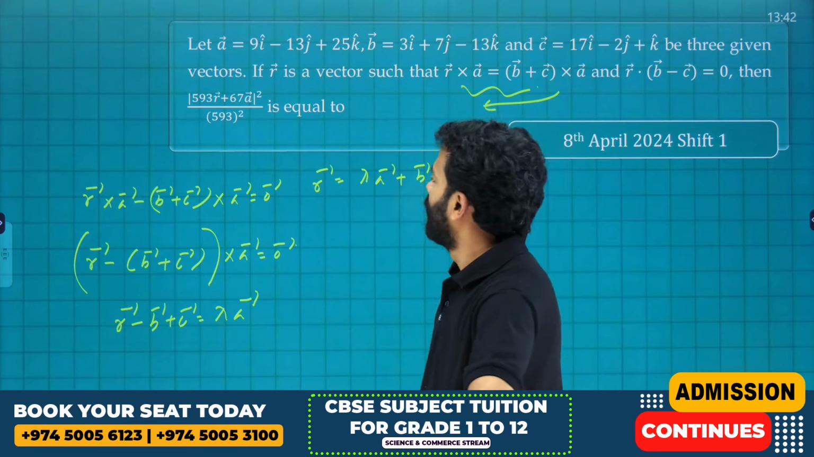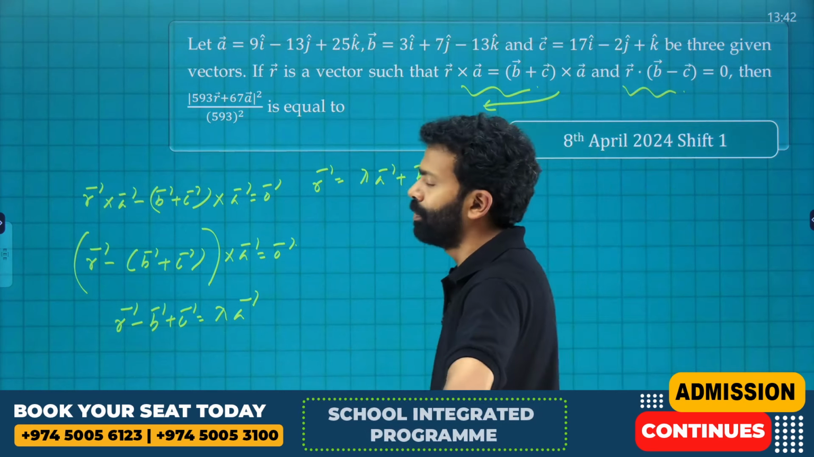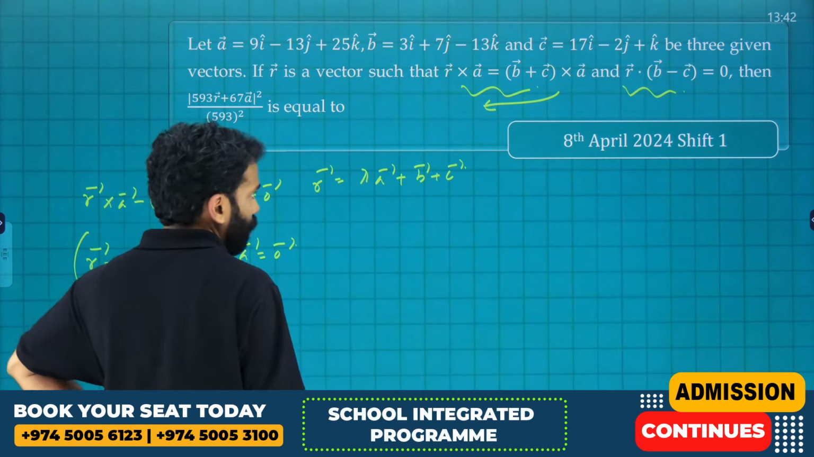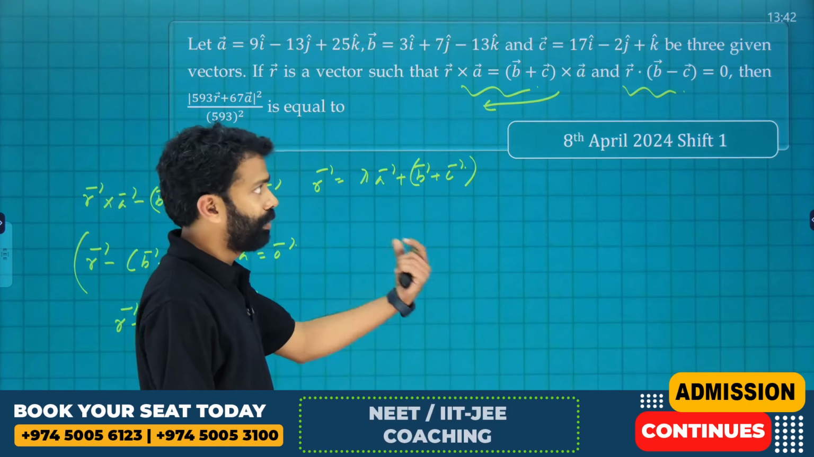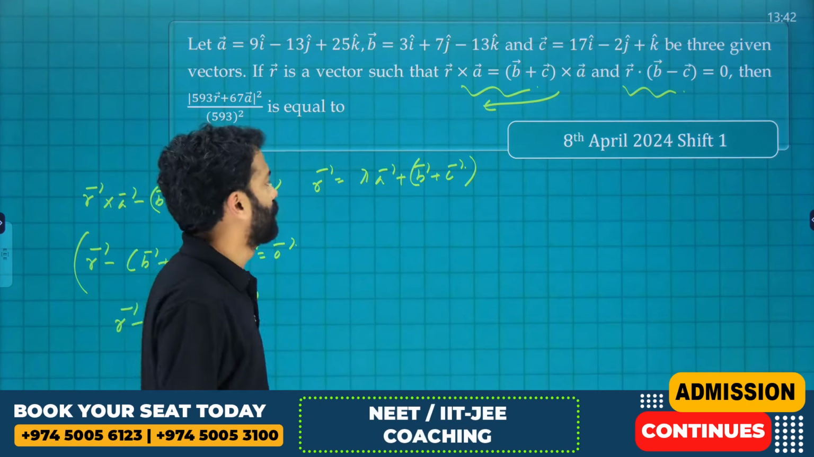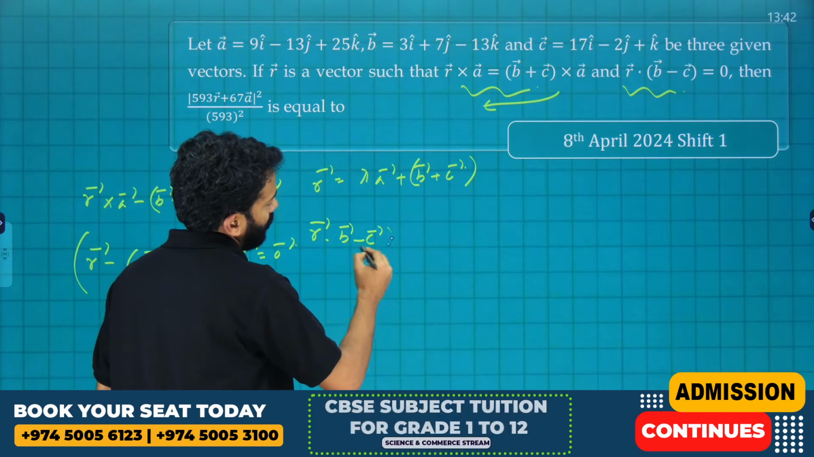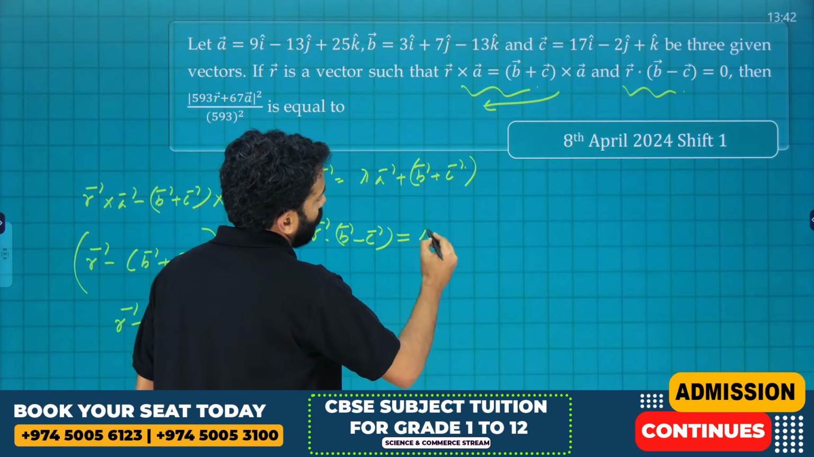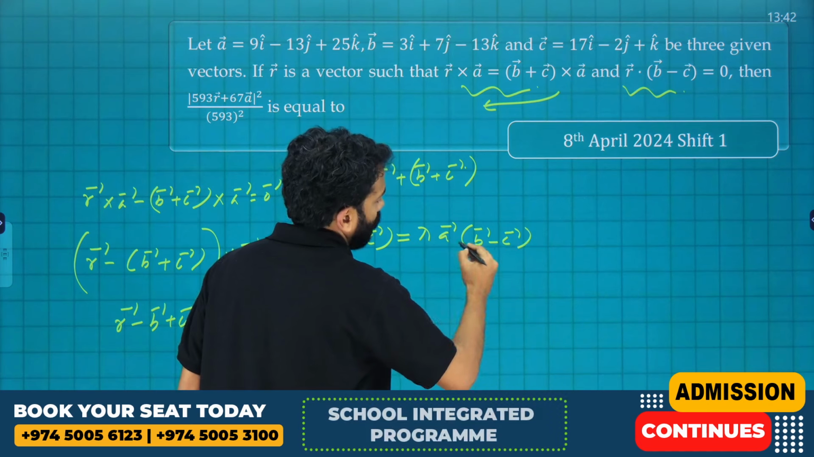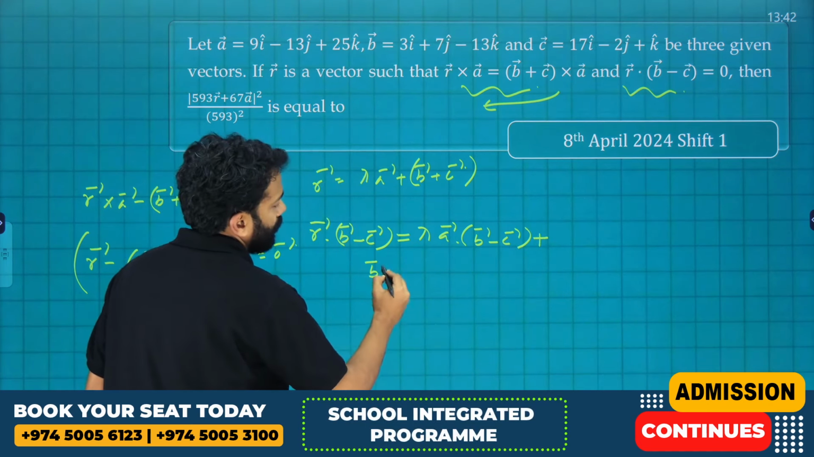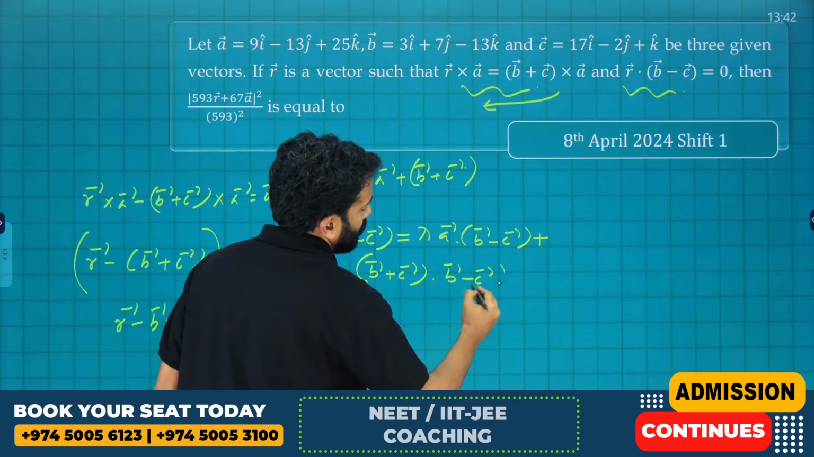Okay, that's done. And the relation is vector r dot vector b minus c is equal to 0. Therefore, you know what to do next. Multiply both sides with vector b minus c. Apply dot product on both sides. That is vector r dot vector b minus vector c is equal to lambda into vector a dot vector b minus vector c, plus vector b plus vector c dot vector b minus vector c.